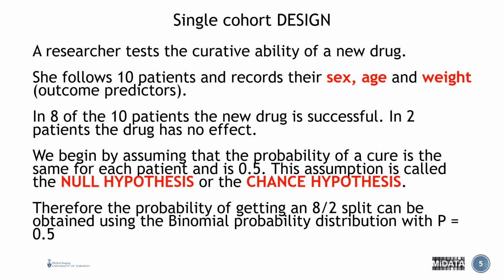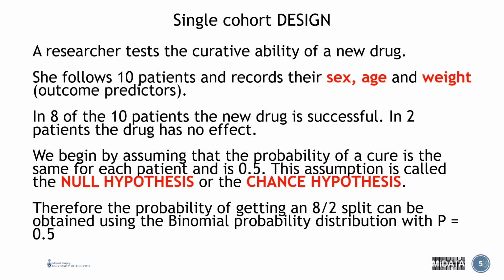Okay, let's dig into an example. Using a single cohort design, a researcher tests the curative ability of a new drug. She follows 10 patients and records their sex, age, and weight, the typical outcome predictors. In 8 of the 10 patients, she observes that the new drug is successful. In 2 of the patients, the drug has no effect. So in this case, we have a binary outcome: yes, successful; no, not successful.